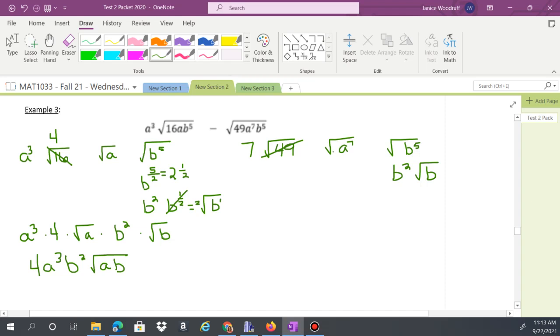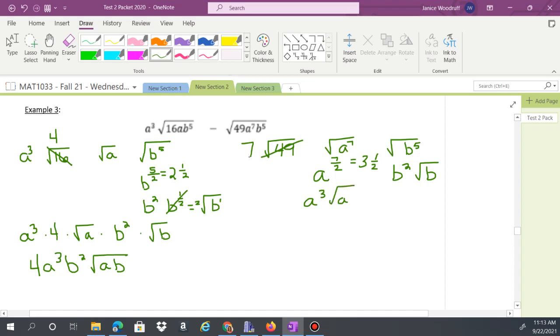Now a to the 7th. Okay, so we want to convert a to the 7th into a to the top of the fraction comes from inside the radical, bottom of the fraction outside the radical. It's an understood 2. 7 over 2 turns into what is the next number? 3 1/2. So that is an a cubed, a to the 1/2. 1/2 goes back into the radical, square root of a.